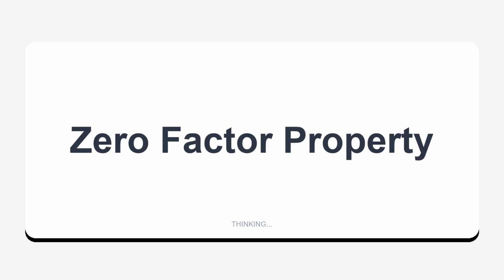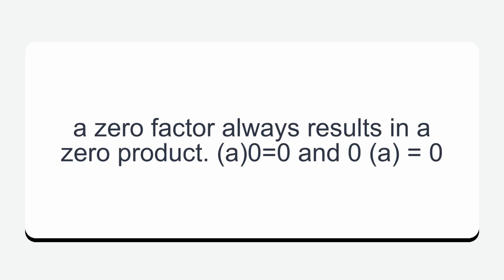Zero factor property. A zero factor always results in a zero product. A x 0 equals 0 and 0 x A equals 0.